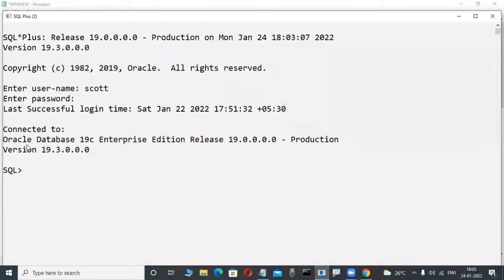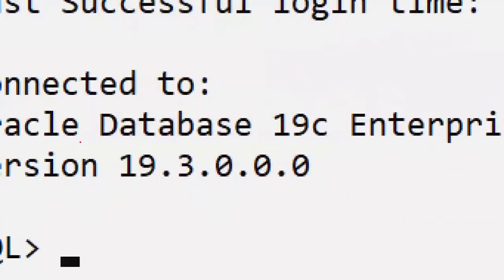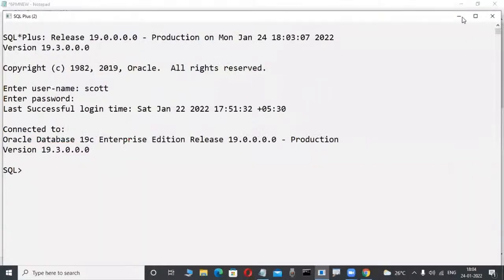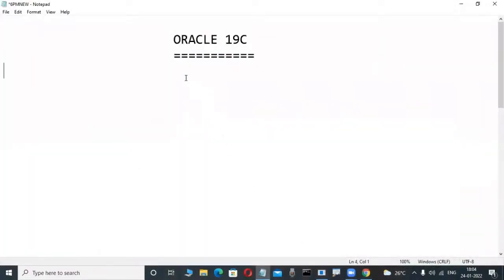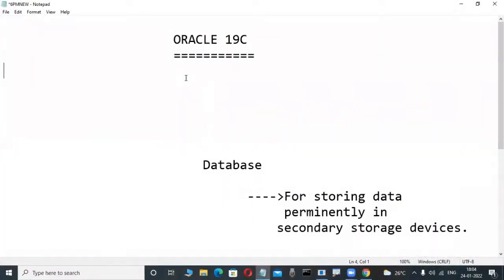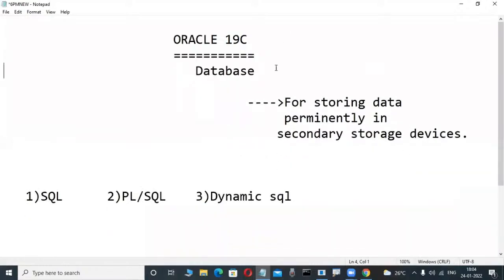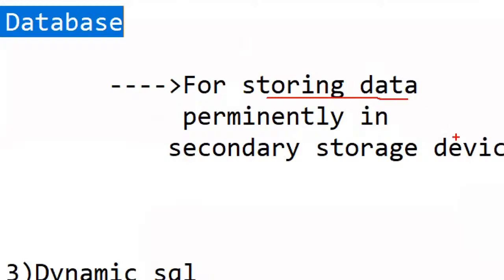Oracle is a product from Oracle Corporation. What type of product is that? A database product. What is the purpose of database products? Either Oracle, SQL Server, or DB2, so many products are there. The purpose of these database products is storing data, permanently in a hard disk, in secondary storage devices. But not only permanently storing the data, also efficiently retrieving the data.